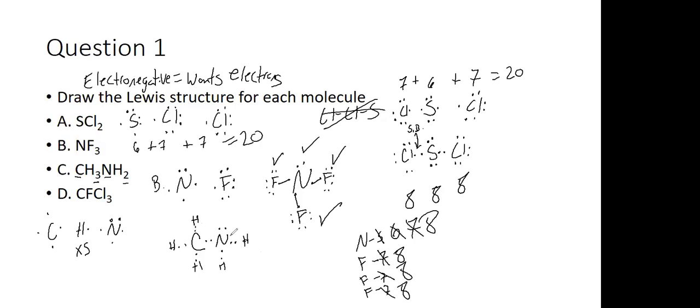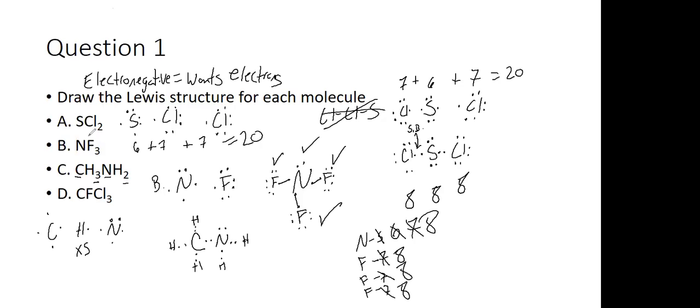Carbon has 8 electrons around it. Nitrogen has 8 electrons around it. Hydrogen has 2 electrons around it. Remember, hydrogen can have 2 electrons. It's one of the few elements that does not need an octet. So that is the structure for CH3NH2.